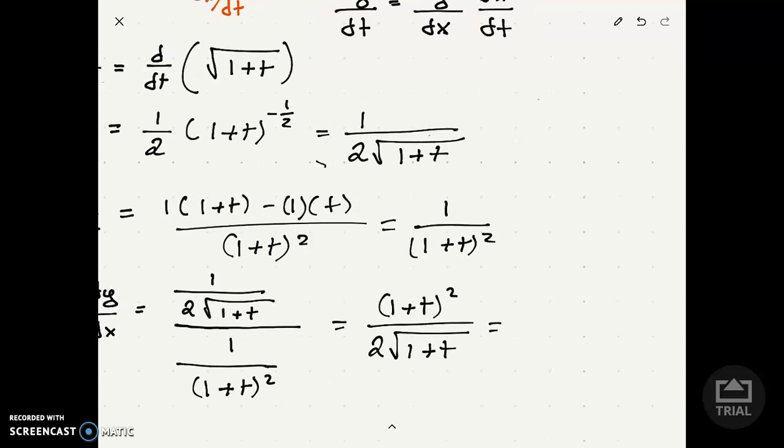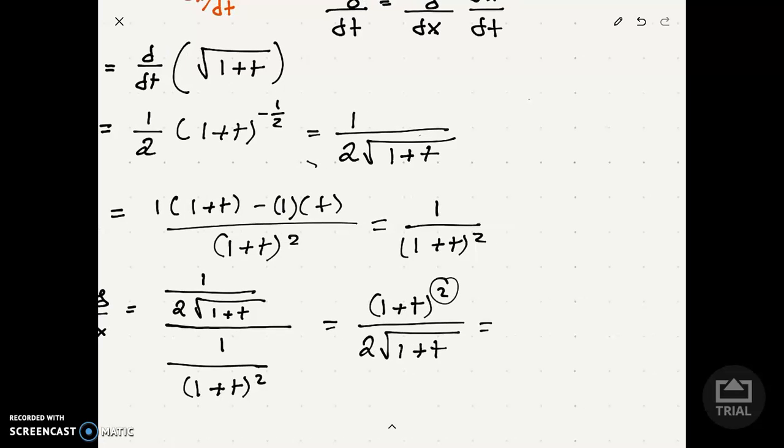And then just final step, this is the power of 2, this is the power of 1/2 if we were to write it in that form, so we can do 2 minus 1/2 to just get that 1 over 2, well, here, let me write it like this: (1 plus t) to the 3/2 over 2. And this is our final answer, and this was our dy/dx. Alrighty.